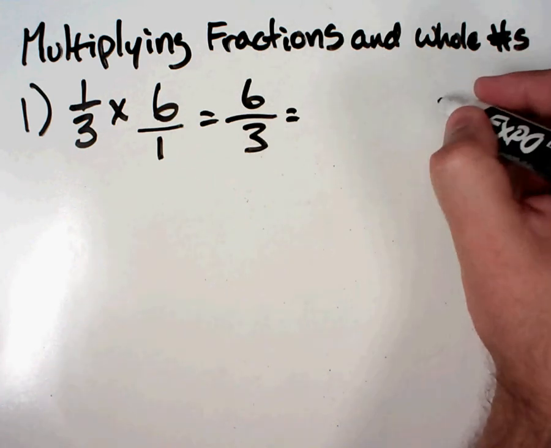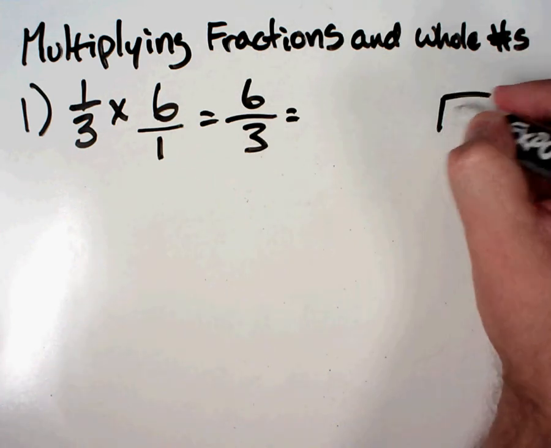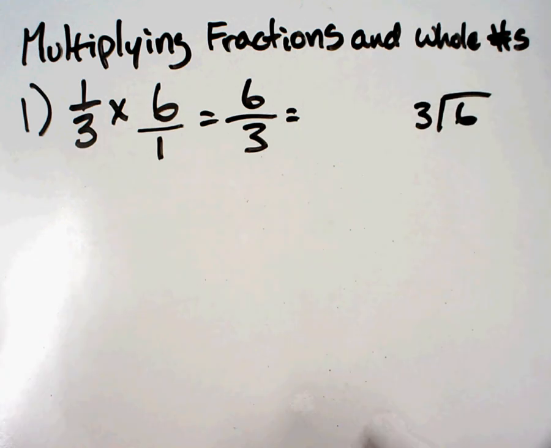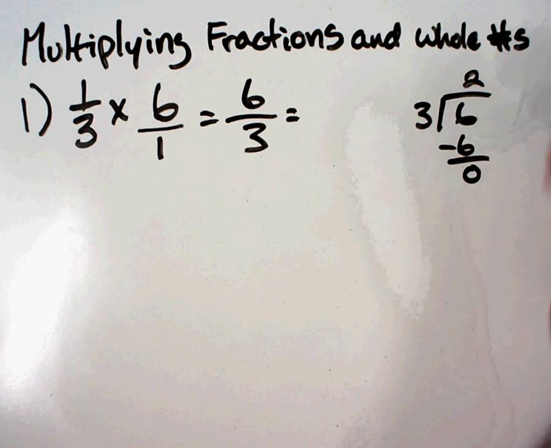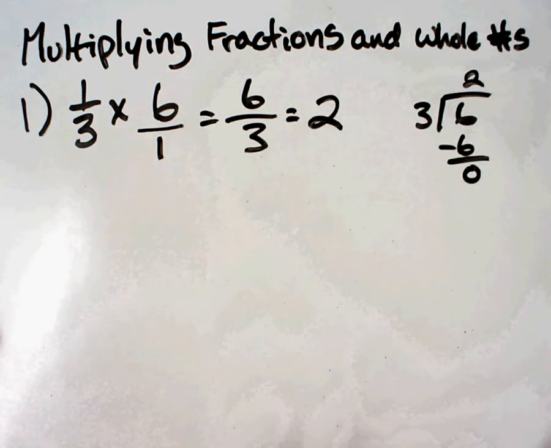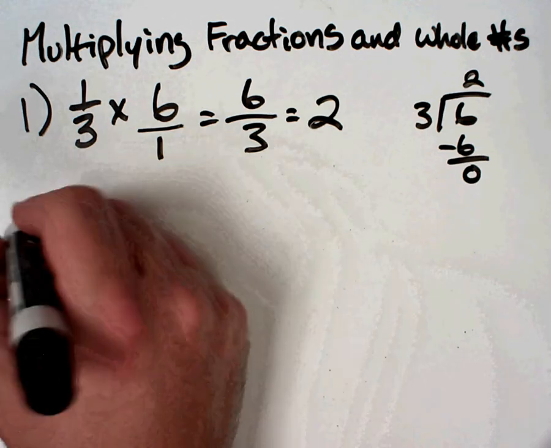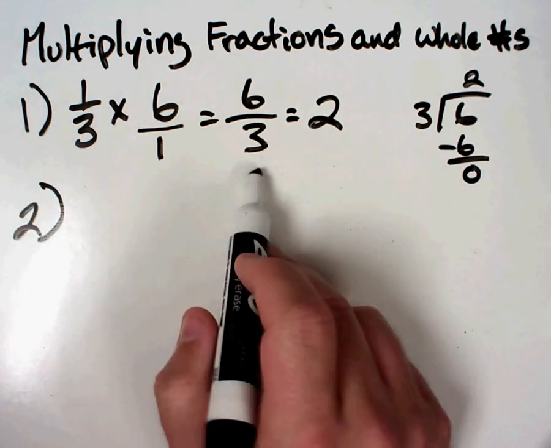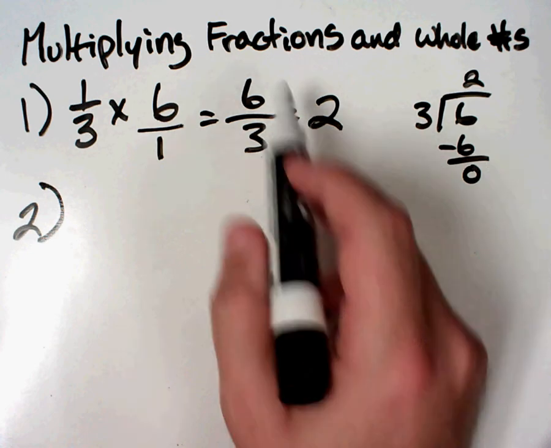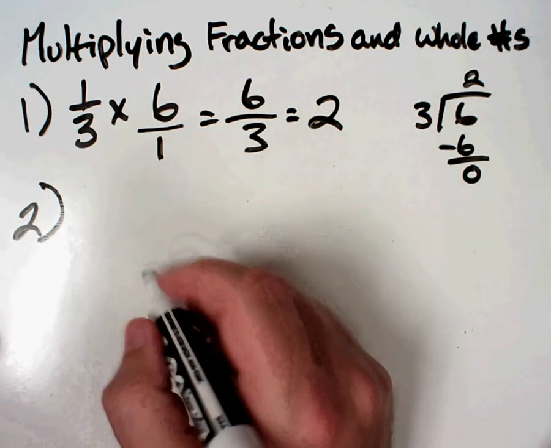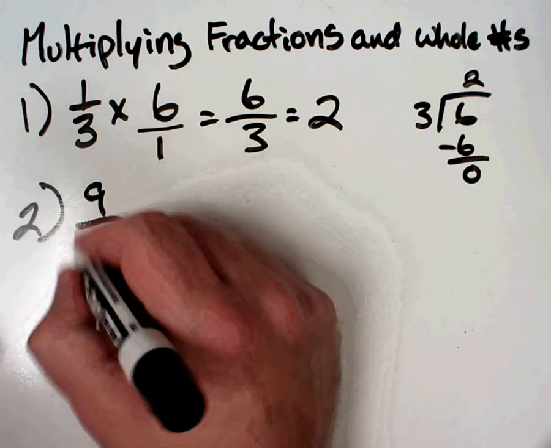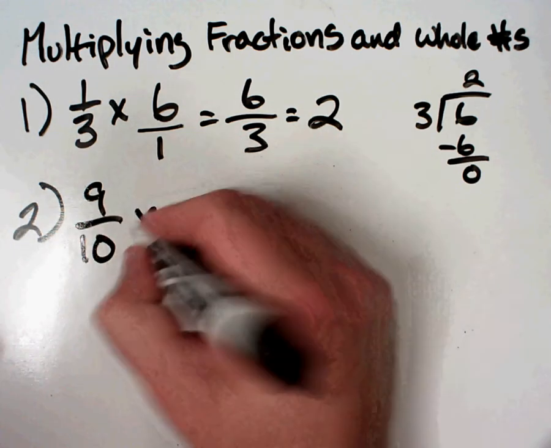So remember, a fraction is just a division problem in disguise. So 3 goes into 6 2 times. There is no remainder, so my answer is 2. Another way we could have done this too is just to simplify and divide both top and bottom by 3, but that's basically what we did here. So either way is fine. Either way works. Number 2, we've got 9/10 times 3.